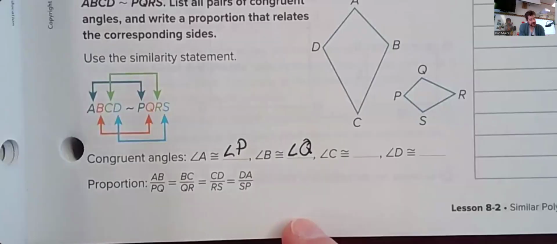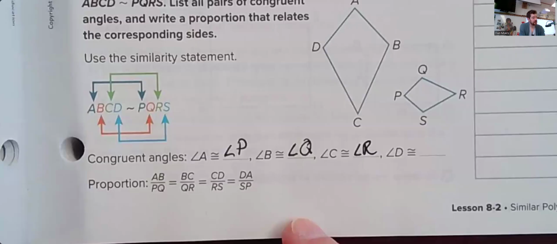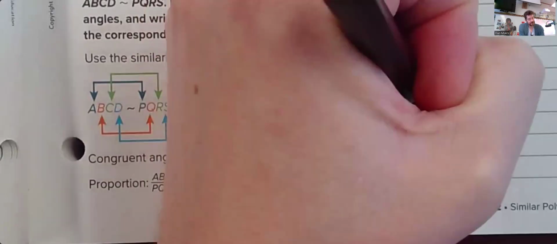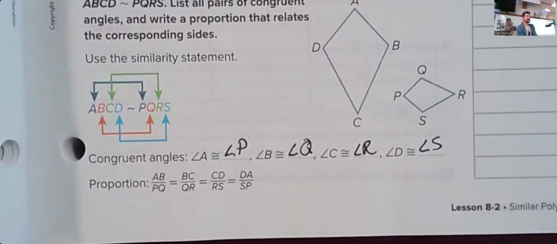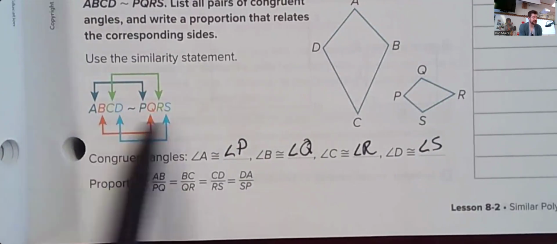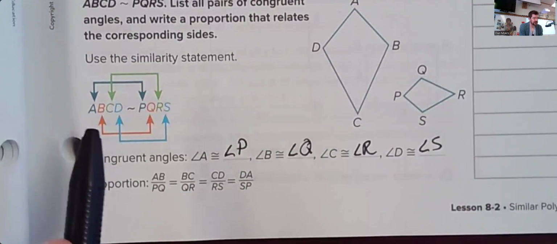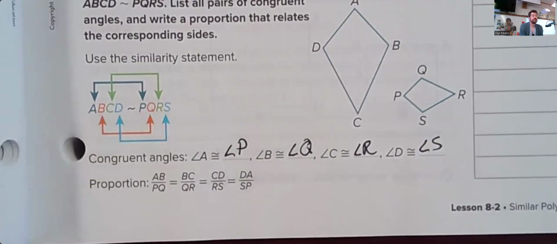Angle C is congruent to angle R. And then angle D is congruent to angle S. So the order definitely matters. And they even went with colors here too. So dark blue congruent to dark blue, orange congruent to orange, green, green, blue, blue.